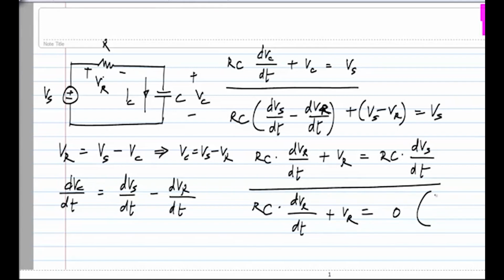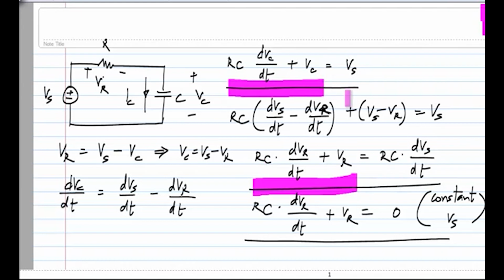Okay, so this is if you know that Vs is a constant. Okay, so the important thing to note is that the left hand side of that and the left hand side of that are in the same form. Okay, so the coefficient of first derivative is Rc and coefficient of Vr is 1.